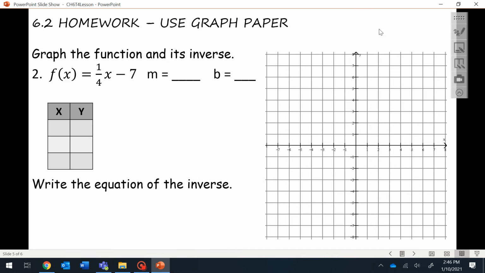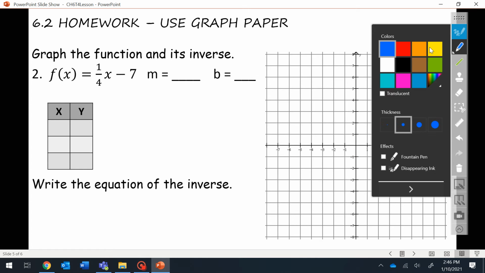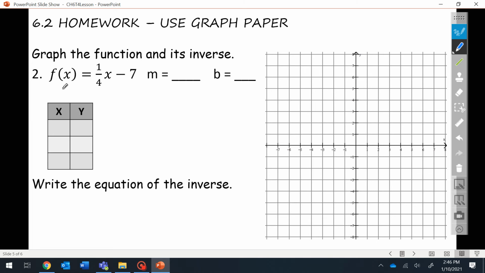Graph the function and its inverse. Alright, so just a reminder, this is the equation of a line. We could set up a table, but it's actually easier to graph it as a line. F of x is equal to 1/4 x minus 7, the slope, 1 over 4. The y-intercept is negative 7. So I'll go to negative 7, and that's the first point, 0, negative 7. And then my slope tells me to go up 1 and over 4.